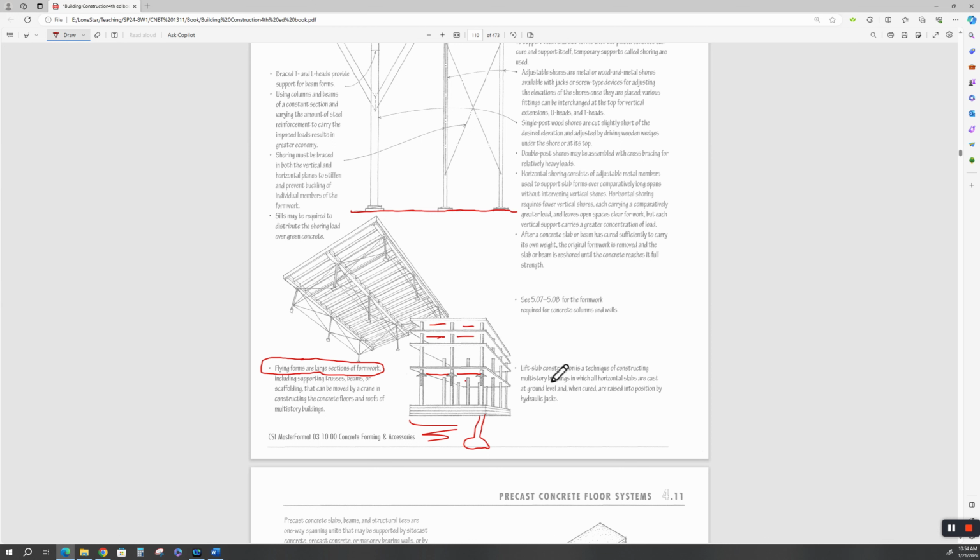All right. Now there's another type of construction called the lift slab. It's a technique of constructing multi-story buildings in which all horizontal slabs are cast at ground level, and they're cured. It's much like tilt wall, but it's not tilt slab. It's just lift slab. You're not tilting the slabs. You don't really see this a lot.